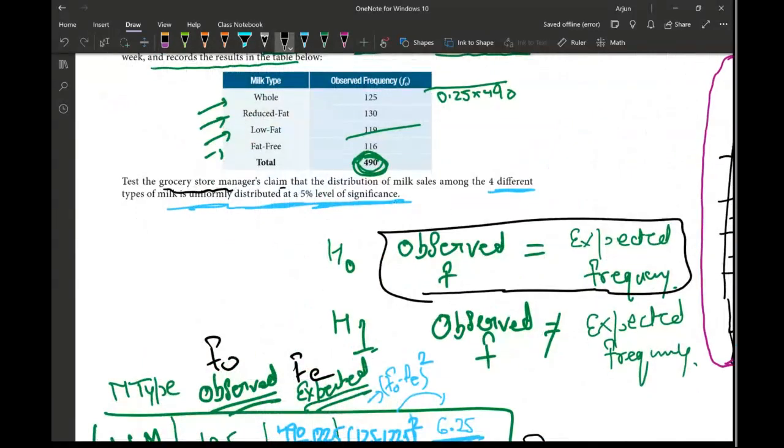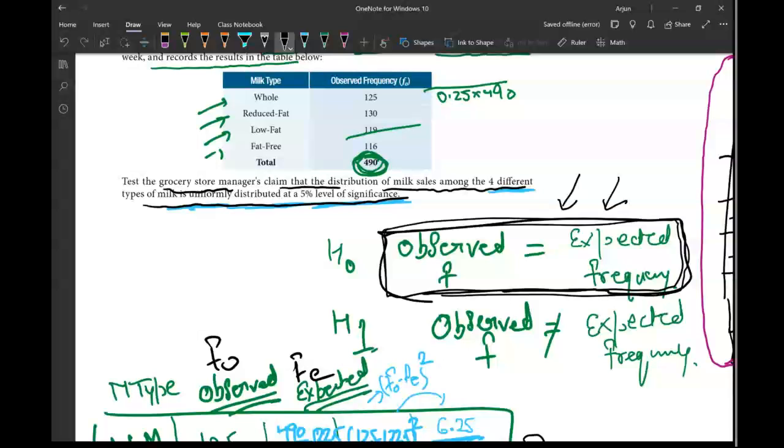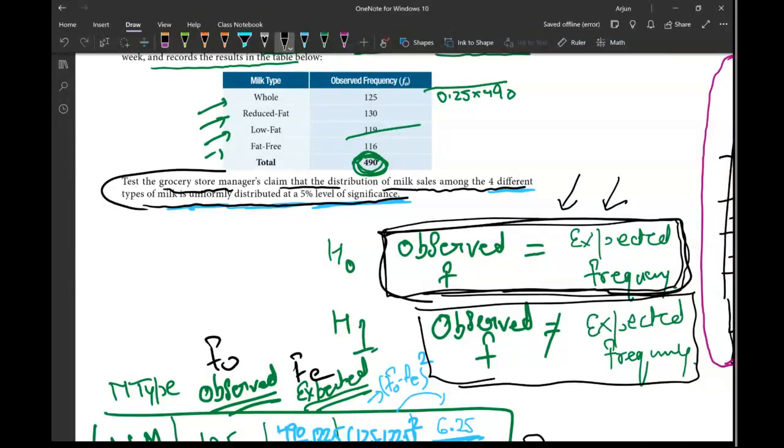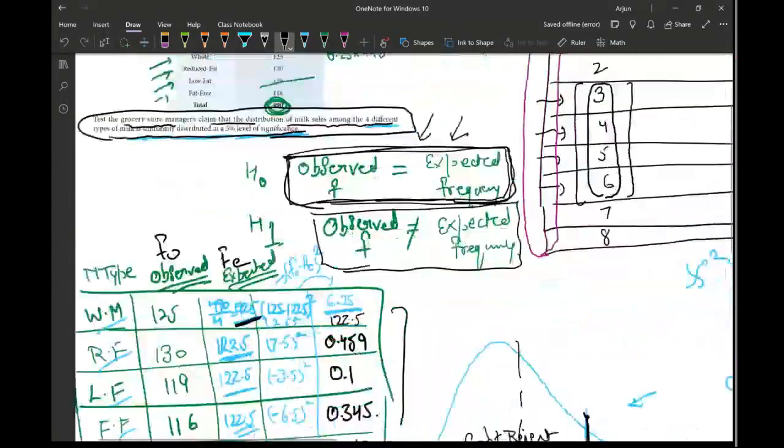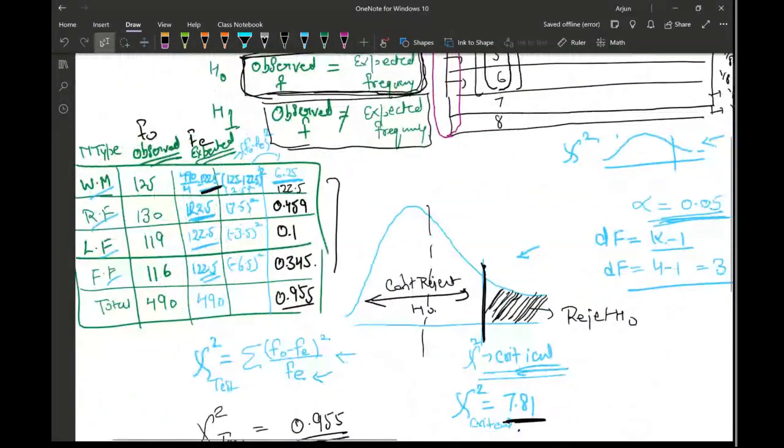So test the grocery store manager's claim that the distribution of the milk sale among the four different types of milk is uniformly distributed at a 5% level of significance. He is actually in this question claiming that observed is equal to expected. So I will keep his claim. He's not claiming something else. It's not always that the alternate hypothesis is the claim. The null hypothesis can be the claim. This is a perfect example of the null hypothesis being the claim. So we accept his claim, because we couldn't reject the null hypothesis, and the null hypothesis was his claim.